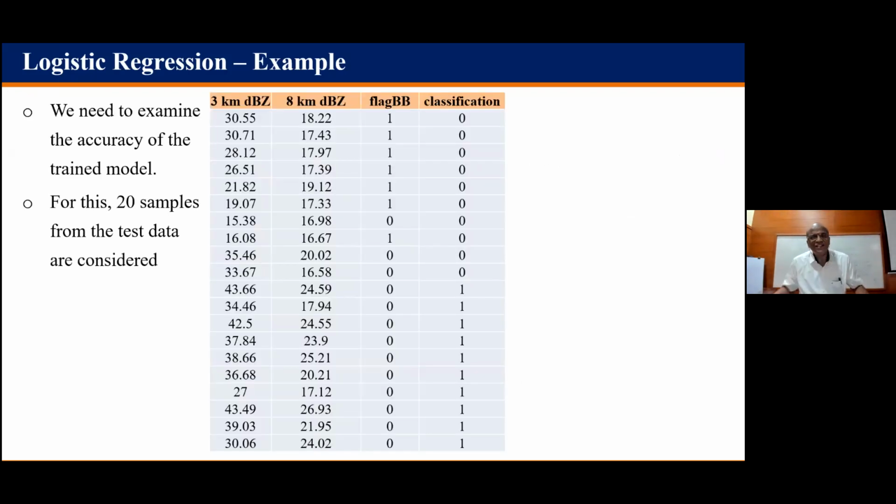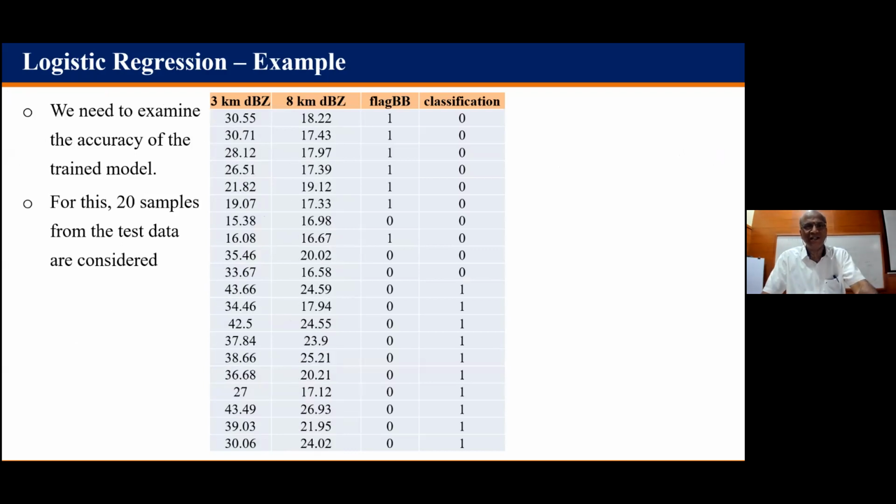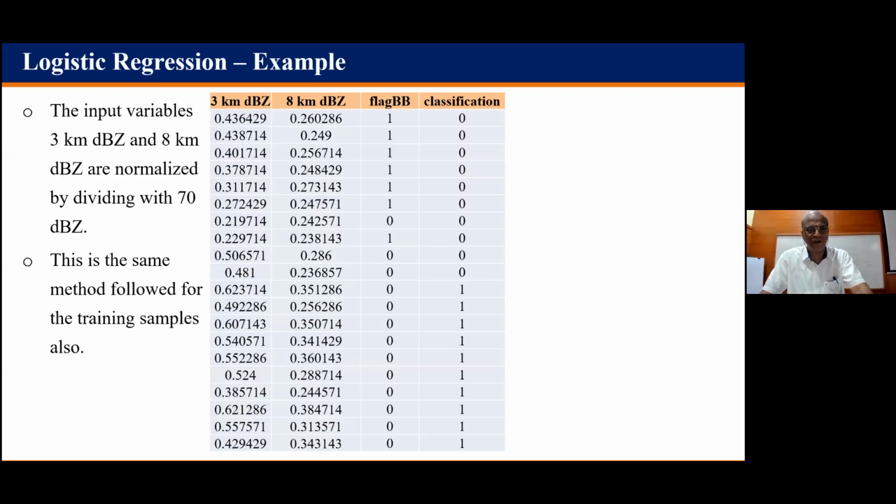Now, we need to examine the accuracy of the trained model. You choose the data: 3 kilometer DBC, 8 kilometer flag, and the original classification for this. 20 samples from the test data are considered. Now the input variables you normalize, dividing by 70. Previously it was 30, 35. Now I'm dividing by 70, so 0.4 it will become. The second also becomes 0.2, 0.4.